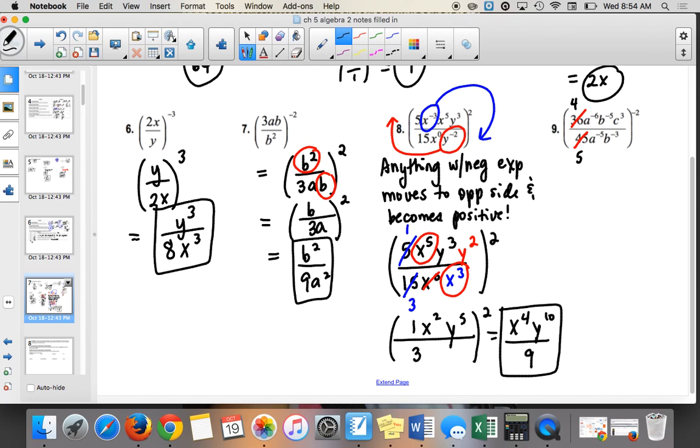Maybe I should move things first. All right, so now we're going to move. So the a to the -6, the b to the -5, the a to the -5, and the b to the -3 are all going to move. There's a lot of moving going on in this one. All right, so we're going to get a to the 6th on the bottom, b to the 5 on the bottom. What about that c cubed? It's still on top, right? And that a to the -5th that was on the bottom is now a to the 5th on top, and b to the -3 that was on bottom, now b to the 3 on top, right? And still raised to -2.